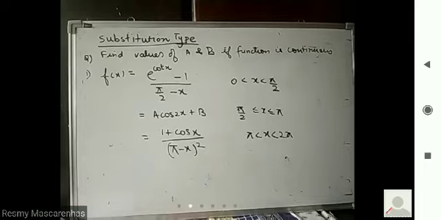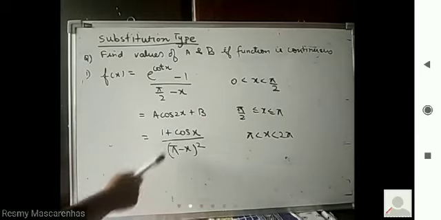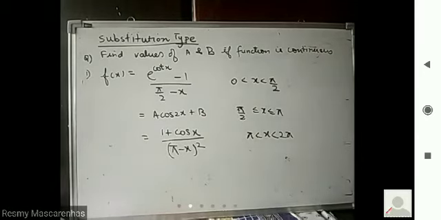It is e raised to cot of x. Cot it is. This is a cos 2x plus b, and this is 1 plus cos x upon pi minus x the whole square.